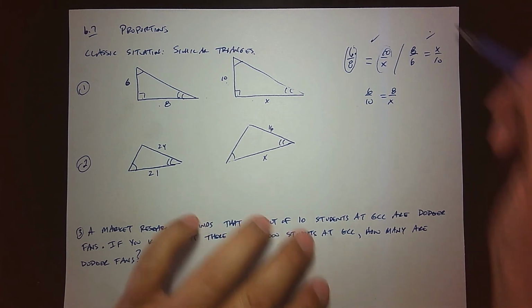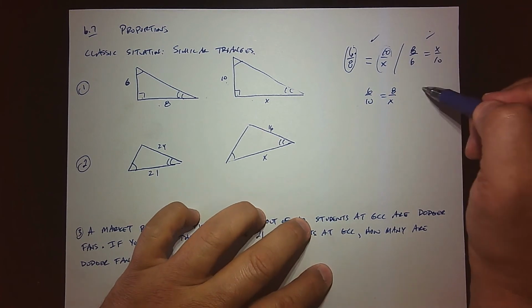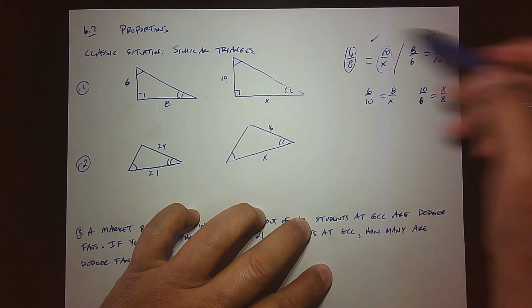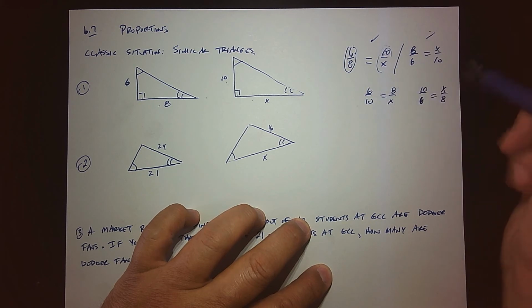Excuse that cough. It doesn't really matter. As a matter of fact, we could have even said 10 over 6 equals x over 8. So we have 4 different setups to do the same problem. What's important is the consistency.